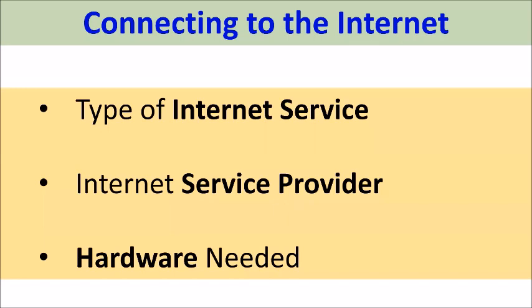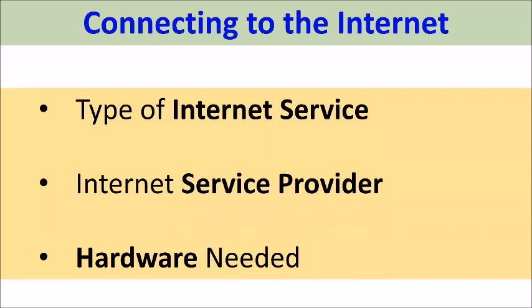There are three factors. Type of internet service. The first thing you want to decide is which type of internet service you want, which depends on your requirements. Then who is the service provider? You want to determine it by comparing the different service providers available in your area. Then you should know what hardware is needed to get on the internet. After you complete these three steps, then you can connect to the internet.